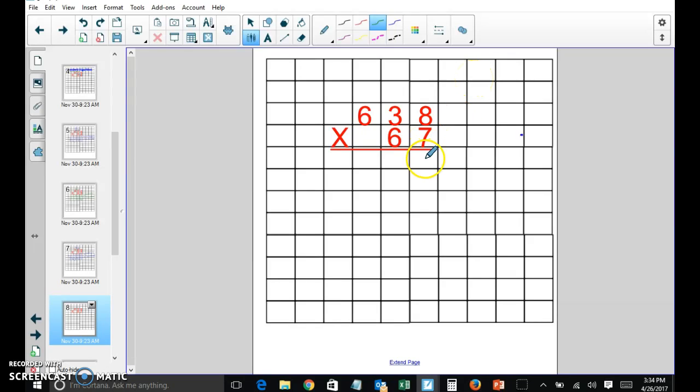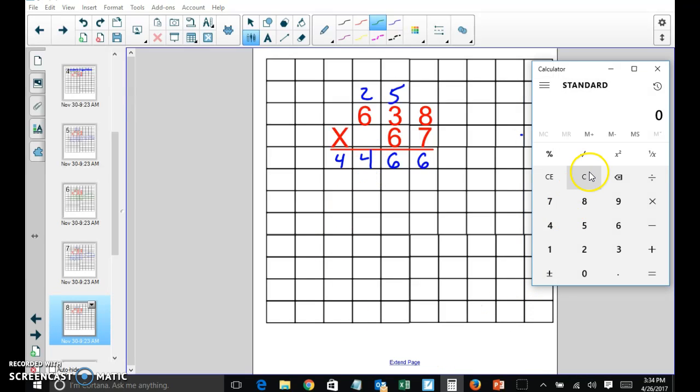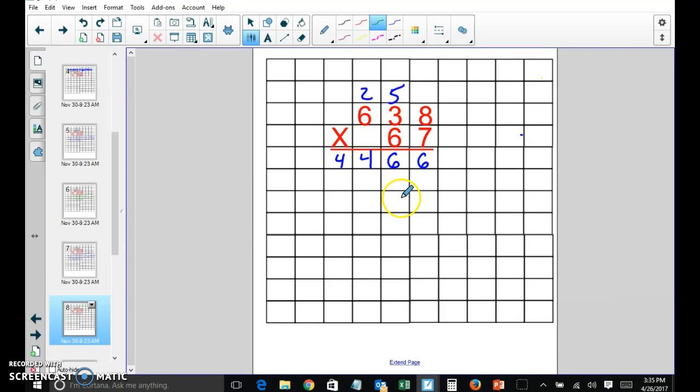8 times 7, 56. 7 times 3, 21. Add the 5, 26. 7 times 6 is 42, plus the 2, 44. Might as well check as we go. So what I'm saying is 638 times 7 is 4,466. I agree with that.